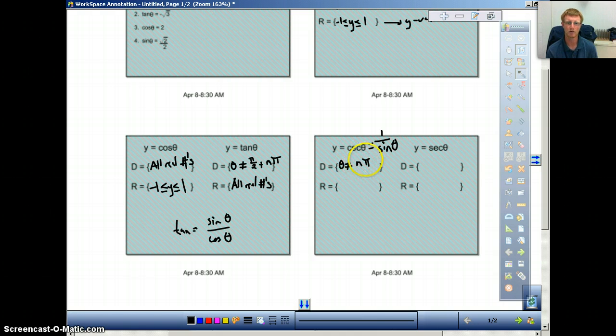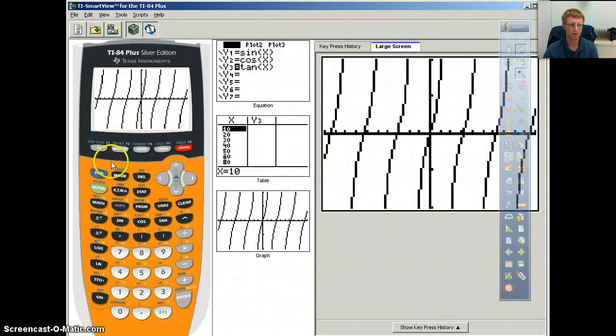So n pi: it could be 0, so we put in 0, we get 0. We put in 1, we get pi. We put in 2, we get 2 pi. We put in 3, 3 pi. And every single pi after that will be undefined because that's what will make the bottom of this fraction 0, which makes it undefined.